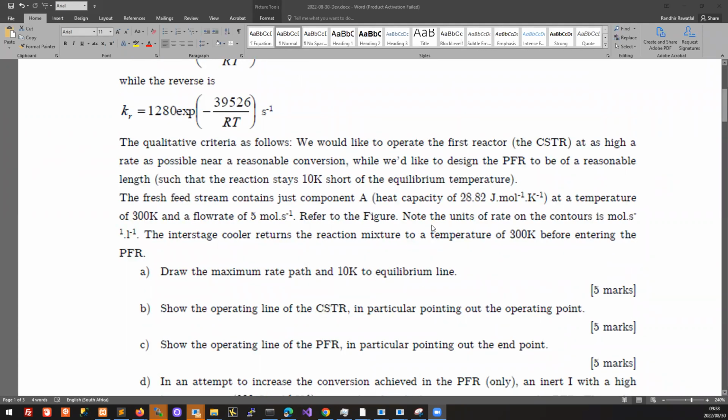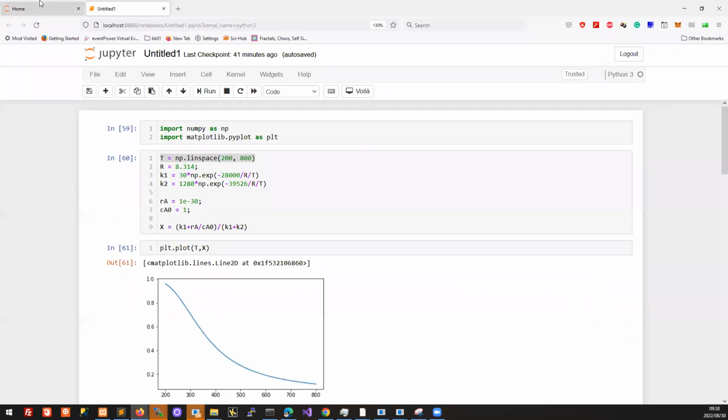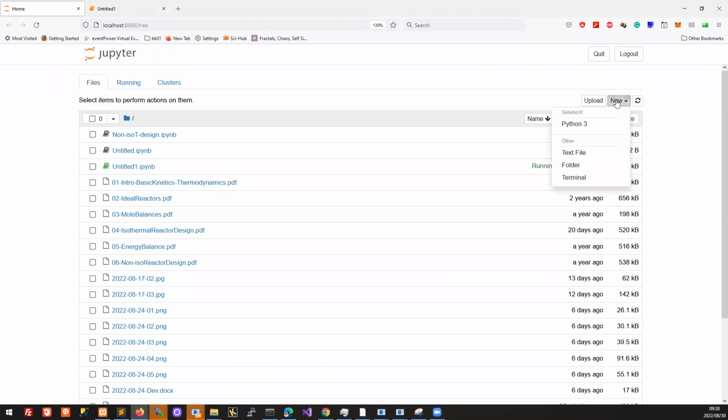Well, what I want to do first is show how to get the figure. So we won't use the figure that's mentioned there. We're going to create a figure for ourselves. Towards that, I've just started up Python here. So let's just do it from scratch. Let's make a new notebook.